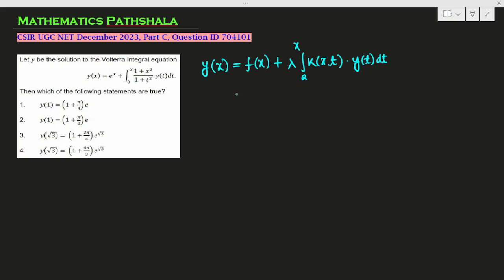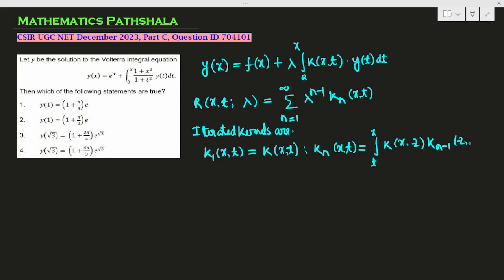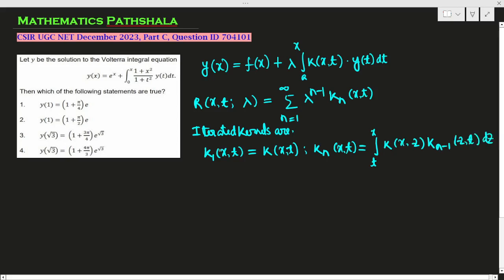So let the resolvent kernel of this Volterra integral equation be R(x,t;lambda), then it can be calculated as the sum of the infinite series lambda^(n-1) K_n(x,t), where the iterated kernels are: when n = 1, K_1(x,t) = K(x,t), and K_n(x,t) = integral over t to x of K(x,z) K_(n-1)(z,t) dz.